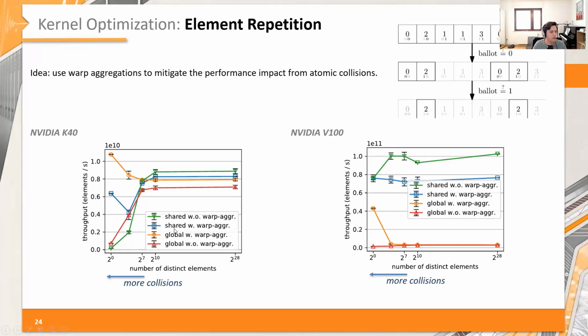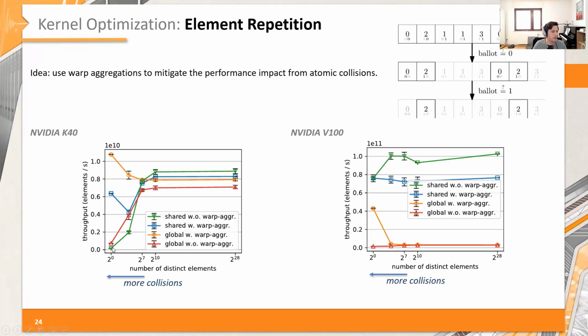But if we use this warp aggregation technique, then for a smaller number of distinct elements, so more collisions, we actually got a greatly increased runtime performance. And this on the K40 holds for both shared memory atomics and global memory atomics.